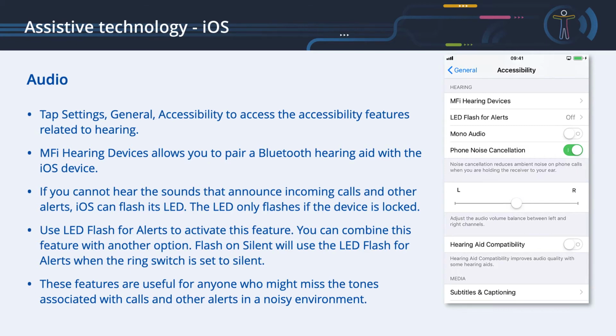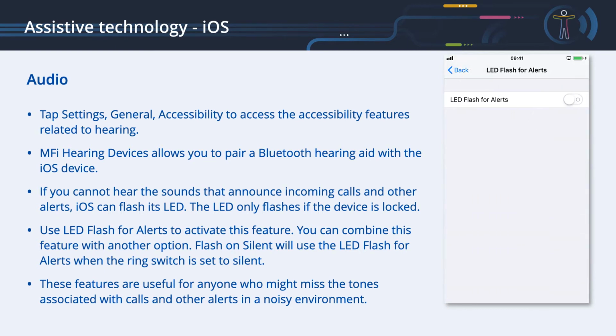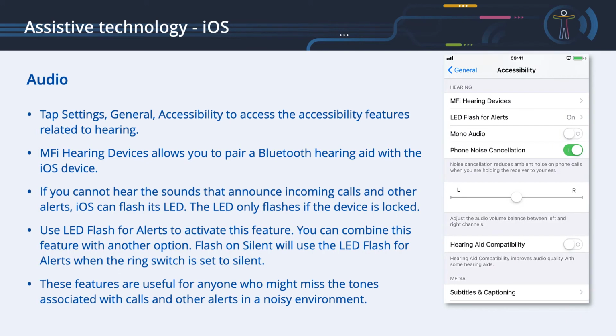If you cannot hear the sounds that announce incoming calls and other alerts, iOS can flash its LED. The LED flashes only if the device is locked. Use LED flash for alerts to activate this feature. You can combine this feature with another option. Flash on silent will use the LED flash for alerts when the ring switch is set to silent. These features are useful for anyone who might miss the tones associated with calls and other alerts in a noisy environment.